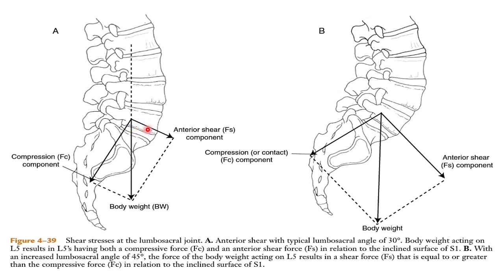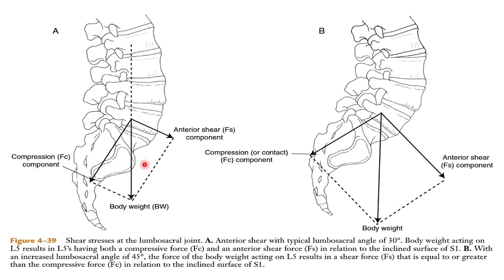In this you can see the anterior shearing component. This is the comparison between the normal lumbosacral angle and the increased lumbosacral angle. During a normal lumbosacral angle, the body weight acting on L5 results in both a compressive force as well as a shearing force. So there are two components: FS, the anterior shearing component, and FC, the force of compression, that is the compression component. And because of the body weight, you can see a parallelogram with the resultant vector. In this, the body weight passes through this particular region.